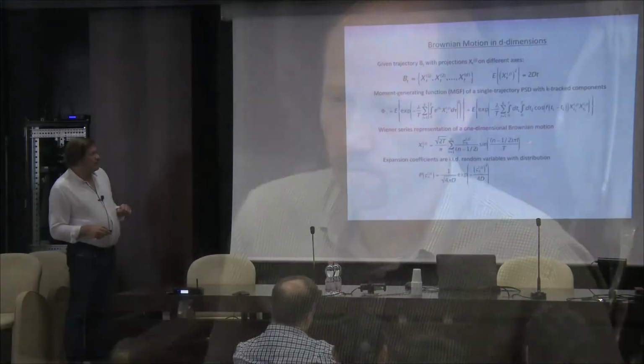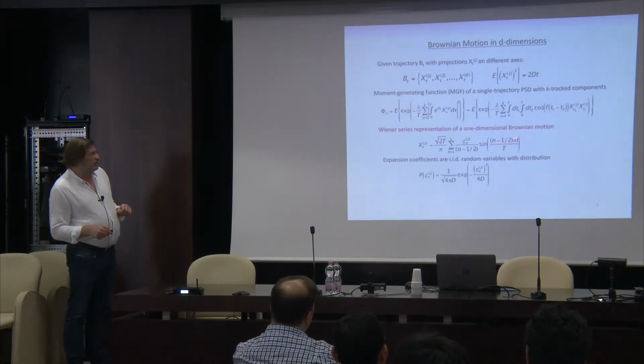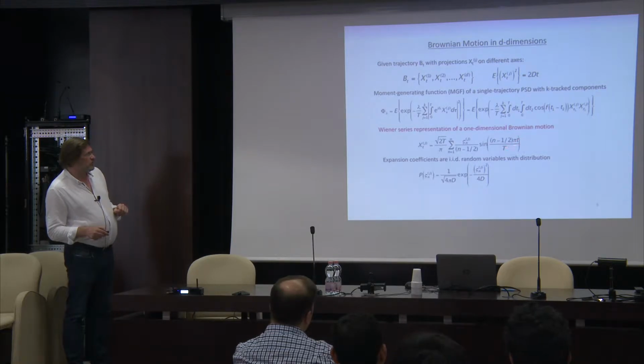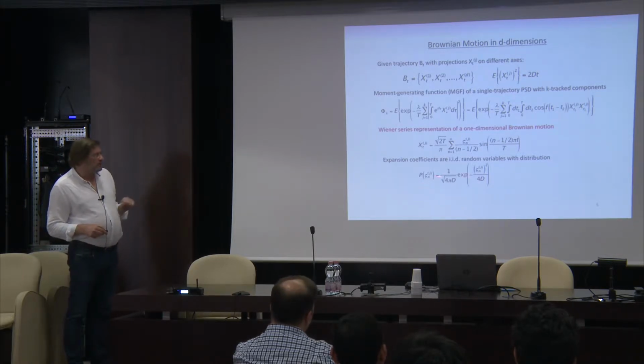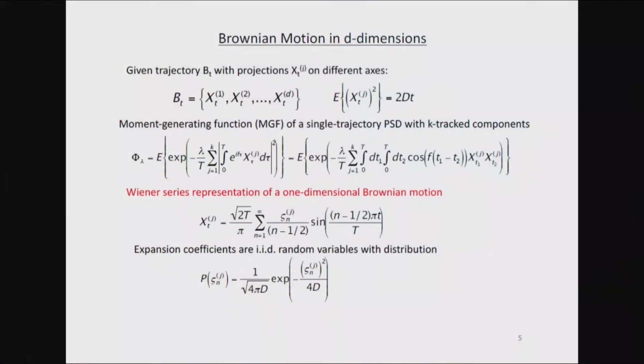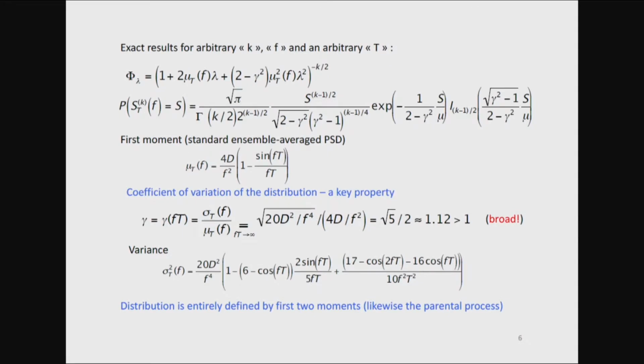It's a pretty old result due to Wiener, where you use an expansion in shifted sines on an interval, where T is our observation time, and these are random amplitudes, which are Gaussian random variables, independent from each other, with the distribution which is just this one. D is the d-dimensional diffusion coefficient. After doing all the maths, you arrive at the following exact expression for the moment generating function.